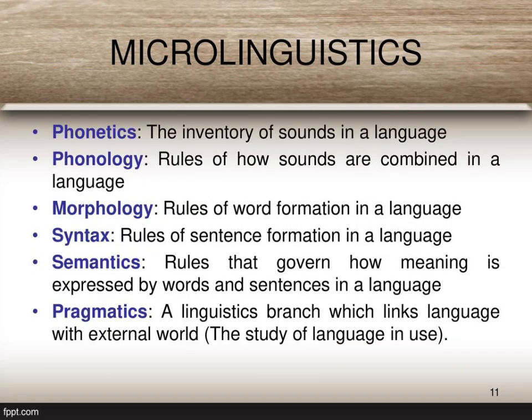Now let's talk about the branches of linguistics which come under the umbrella of microlinguistics. First is phonetics, the inventory of sounds in a language. Second is phonology, rules of how sounds are combined in a language. Third one is morphology, rules of word formation in a language. Fourth is syntax, rules of sentence formation in a language. Fifth branch is semantics, rules that govern how meaning is expressed by words and sentences in a language. Sixth is pragmatics, a linguistics branch which links language with the external world, the study of language in use.